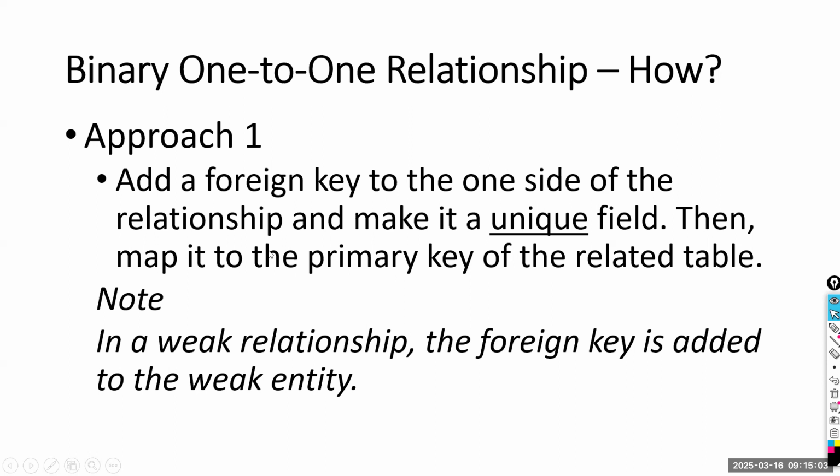How do you create a one-to-one binary relationship? There are two ways. The most widely used approach is, again, you create a foreign key, but make sure your foreign key field is a unique field, not a primary key, a unique field. That means you can't have duplicate values for that foreign key field either. So then it creates a binary one-to-one relationship.